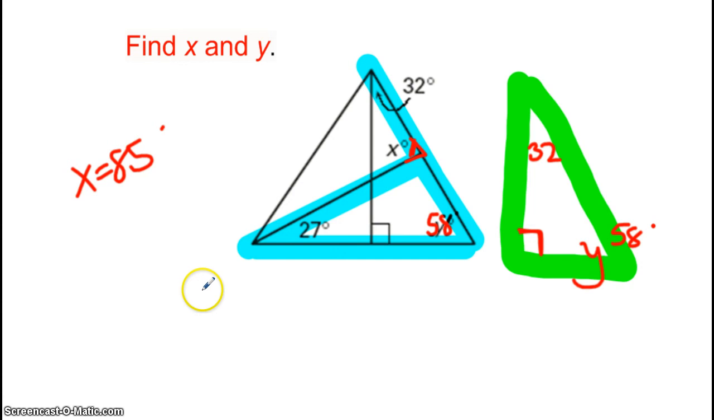Now, another way that we might have been able to do this was use your triangle sum theorem and use the fact that this angle here and x are a linear pair. It does not matter. We end up with the same answer, but I'm just trying to get you to see how to use the exterior angle theorem that may not be so obvious.